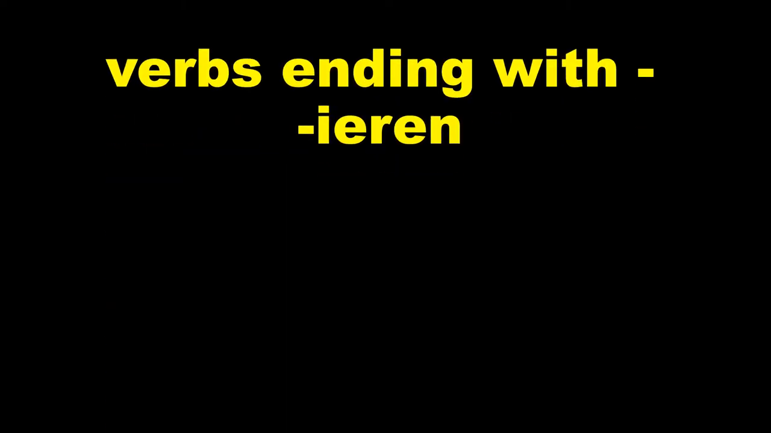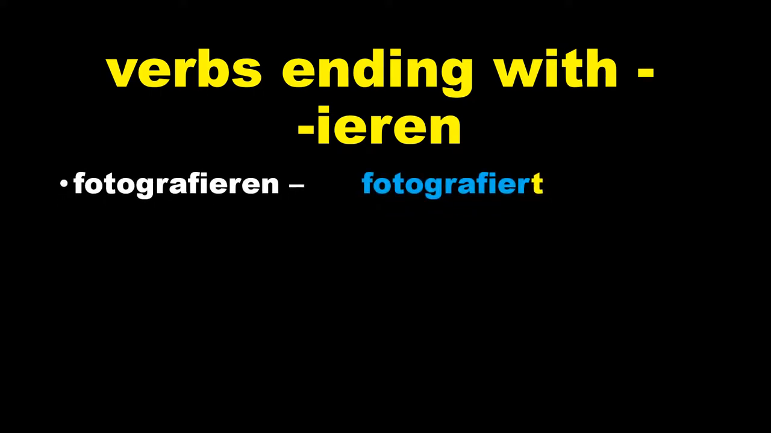Now we have learnt how to make the Partizip II form of regular verbs or weak verbs. Now, the next category is the verbs ending with ieren. This is the second category. How to make the Partizip II form in this kind of verbs? For example, photographieren, as the name suggests, photography, to do the photography. Look at the verb, this verb is ending with ieren. So, to make the Partizip II form for this verb, what we have to do? We have to remove the en at the ending and we have to add t.